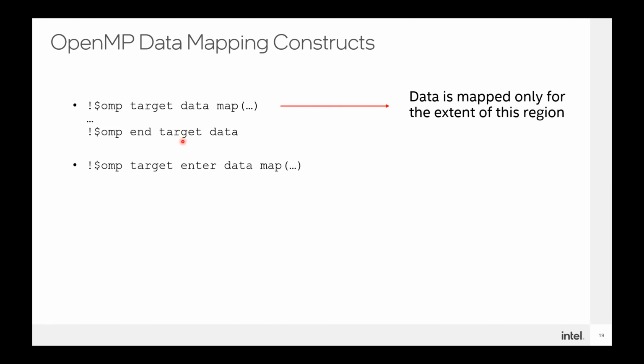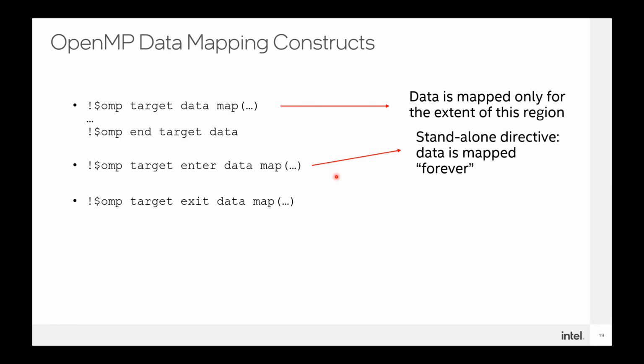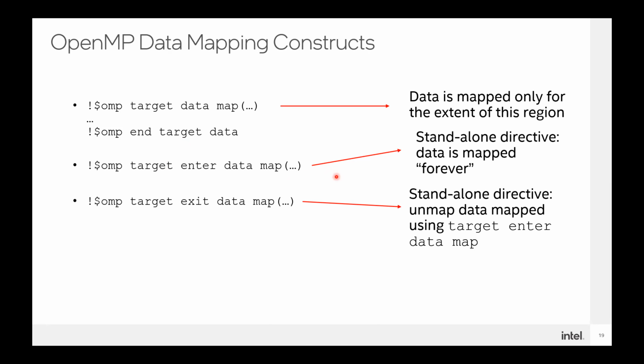Then there is the target enter data map. This is a standalone directive, as you have seen I used in the previous slide. So if you want to map something in a dedicated routine, for instance, you need to use this construct. This is a standalone directive, and the data is mapped on the GPU, let's say forever, from when the program encounters this construct. This is the standalone directive that unmaps the data that has been mapped using this one.